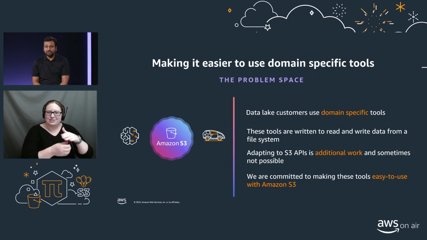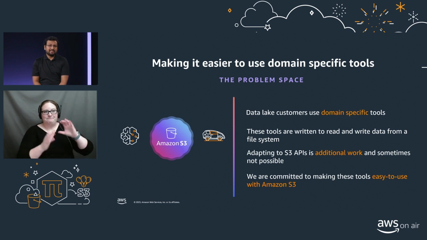For example, autonomous vehicle simulation tools are Linux applications that read data from a file system, and some machine learning training pipelines store checkpoints on the local file system. Adapting these applications to access S3 data and take advantage of S3's elasticity and high throughput can be a lot of undifferentiated heavy lifting, or even impossible in cases where customers don't own the application source code. We are committed to making these tools just as easy to use with S3 data lakes as Hadoop engines or Trino.